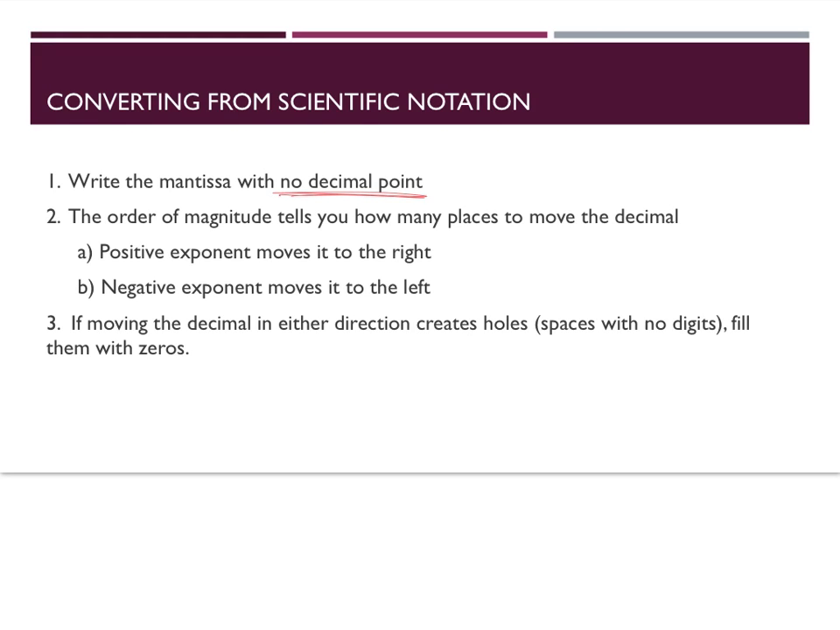Then count from where the decimal point was, however many times the order of magnitude tells you. Now, if your order of magnitude was positive, you're going to move the decimal point to the right. If the order of magnitude was negative, you're going to move it to the left. If you move the decimal in either direction and you have holes, you fill in those holes with zeros.